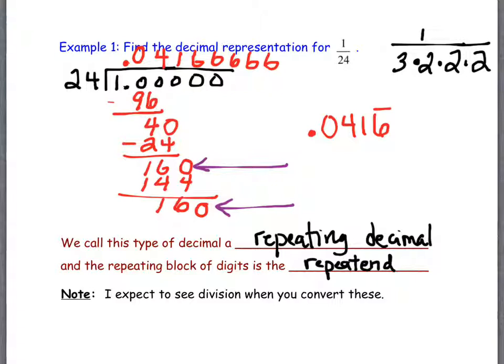And there's a wonderful friendly note at the bottom. Expect to see your division when you convert these. Just like I expect to see your division in section 1 when you change it into decimals, because I'm fully confident your calculator can do it. That wasn't the question, okay? I want to see that you can do it.